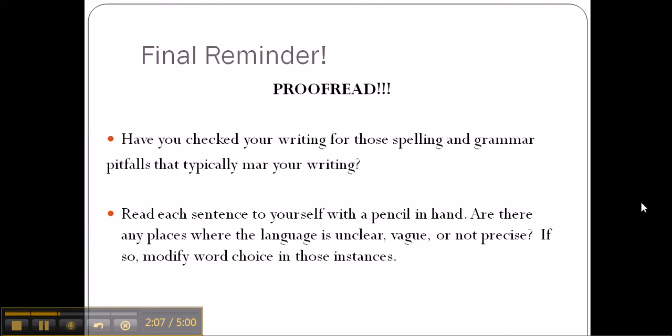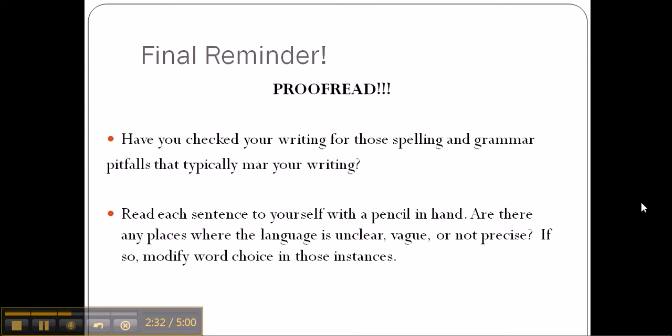A final reminder is to please, after you're finished writing your in-class essay, proofread your work. Have you checked your writing for all those spelling and grammar pitfalls that typically mar your writing? For all the students that say, does spelling count, does spelling count? Yes. Spelling always counts. You diminish the value of your argument if there are words misspelled.